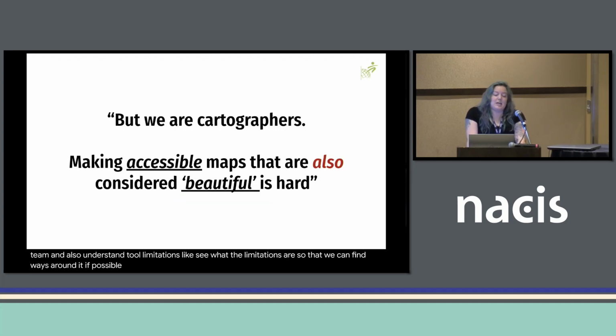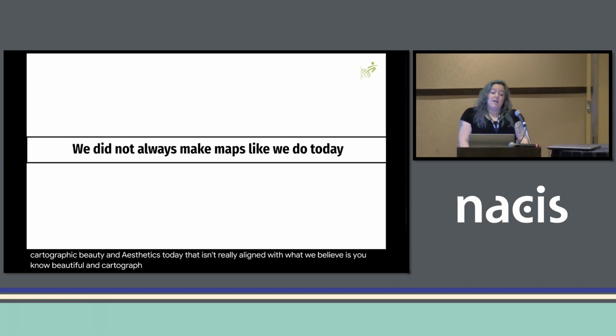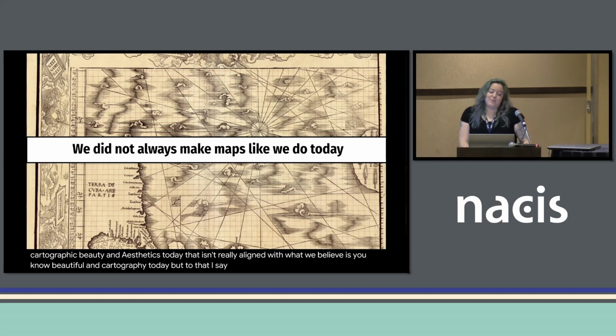I think the hardest thing for all of us is making accessible maps, like I mentioned before, is something that we find hard to do because we want to make it really beautiful. And when things have more contrast and more text, it feels cluttered. And our definition of cartographic beauty and aesthetics today isn't really aligned with that. But to that, I say, we did not always make maps like we do today.